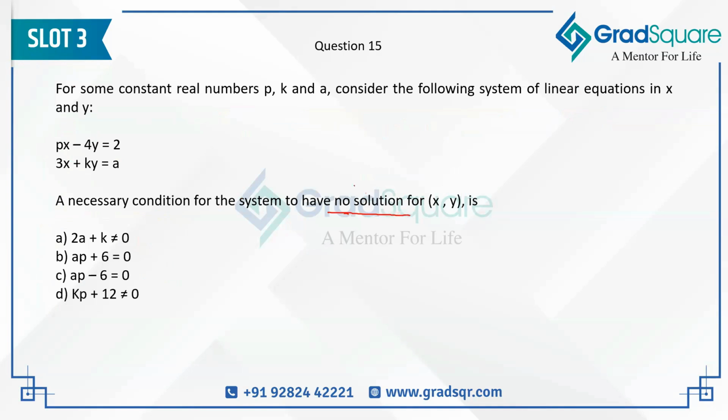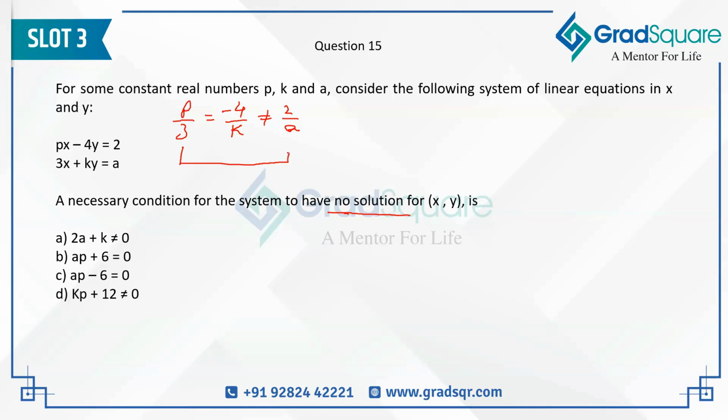If the system has no solution, we already know that p by 3 should be equal to minus 4 by k. To make the lines parallel, these values must not be equal to 2 by a. This is the preliminary equation that we know. Now from this set, we can find three conditions. Let me find out the three equations.